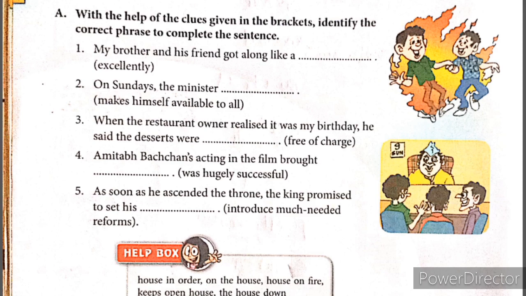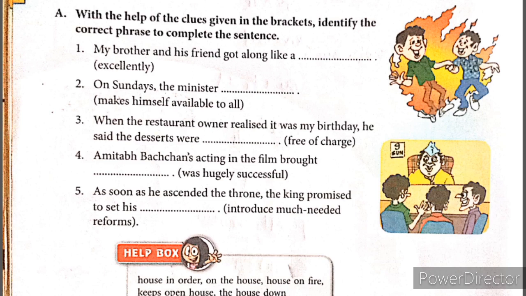Now the third number: when the restaurant owner realized it was my birthday, he said the desserts were dash, free of charge, no cost. That is called on the house. That means whoever comes, they will take it. That is called on the house. Okay, so the third number is on the house.